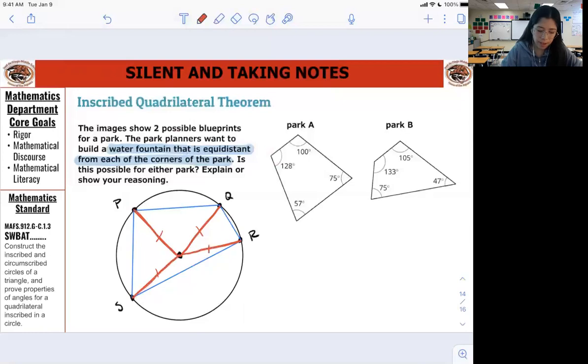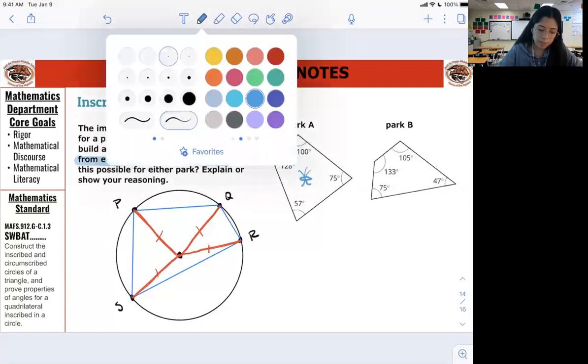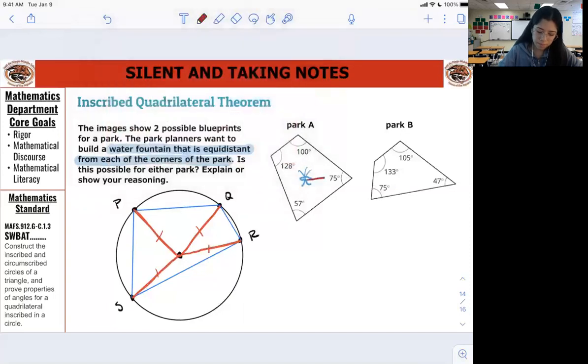If it wants to have a fountain in the center, here's the fountain, it has to be equidistant from all 4 points. That means that wherever these 4 points are located, you've got to be able to fit a circle around all 4 of them. So what has to be true about the quadrilateral itself? It has to be an inscribed quadrilateral.